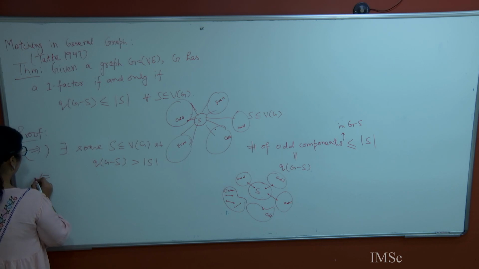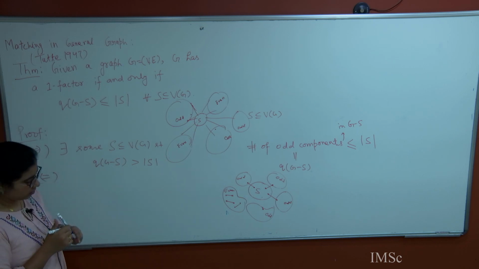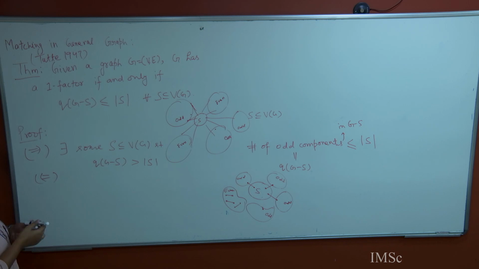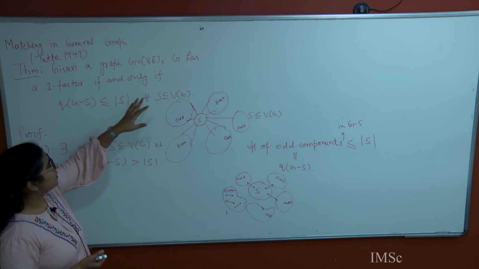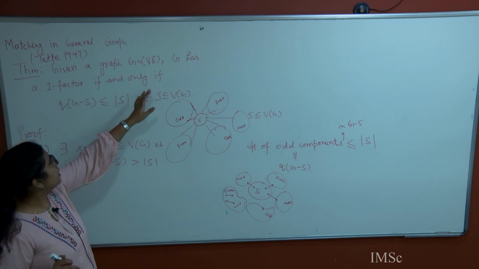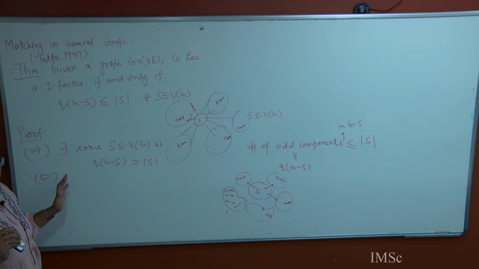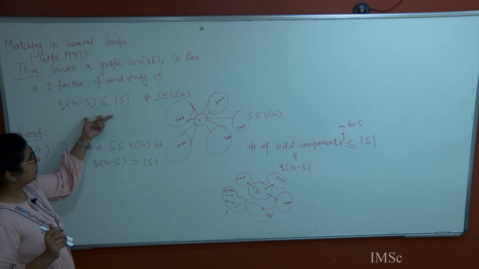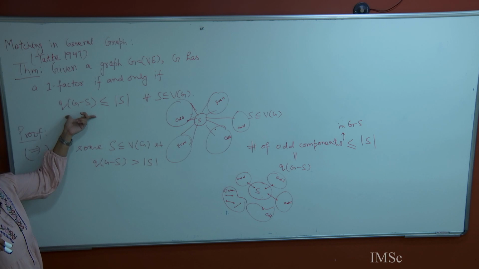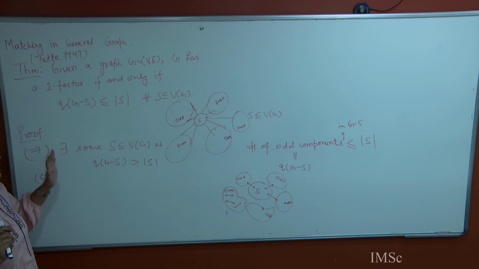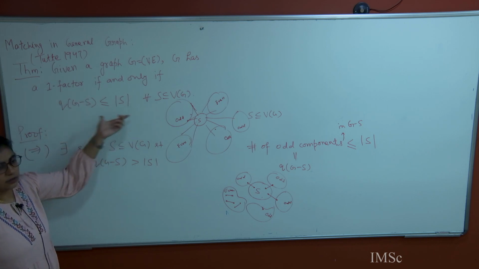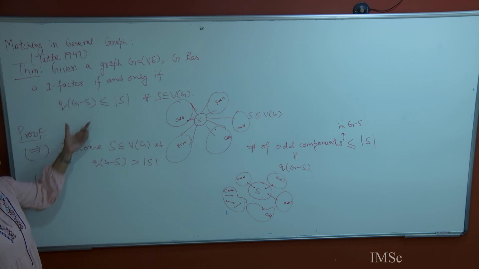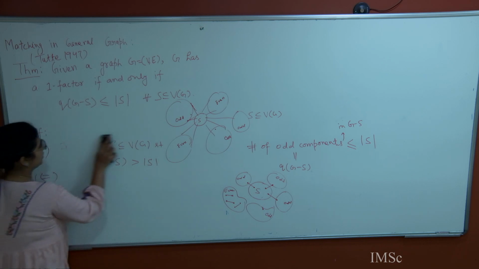So, let us think of the reverse direction. Let us try to prove the contrapositive statement, that suppose G has no one factor. That means there exists some set which fails this condition, right. That we want to prove. We want to prove that if G has no one factor, then there exists some set which fails this condition.